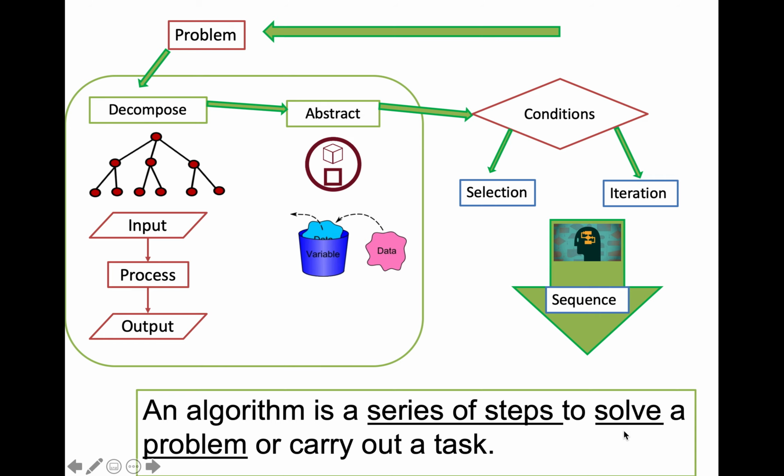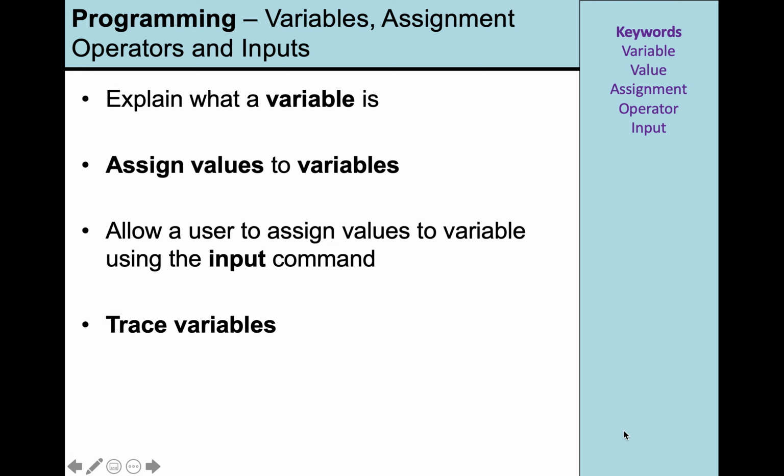Welcome to Computer Science MS5, and in today's video we're going to be looking at the most fundamental concept in programming, which are variables, assignment operators, and inputs. By the end of this video you should be able to explain what a variable is. You should be able to assign values to variables, and we're going to be able to allow a user to assign values to a variable using the input command. And finally, we're going to go through some examples so you can actually trace an algorithm and find out what the output's going to be.